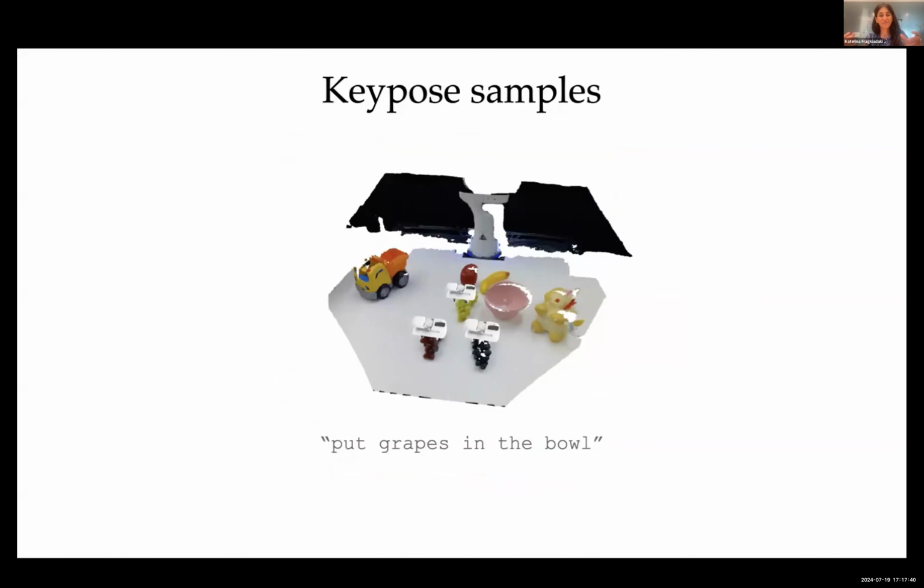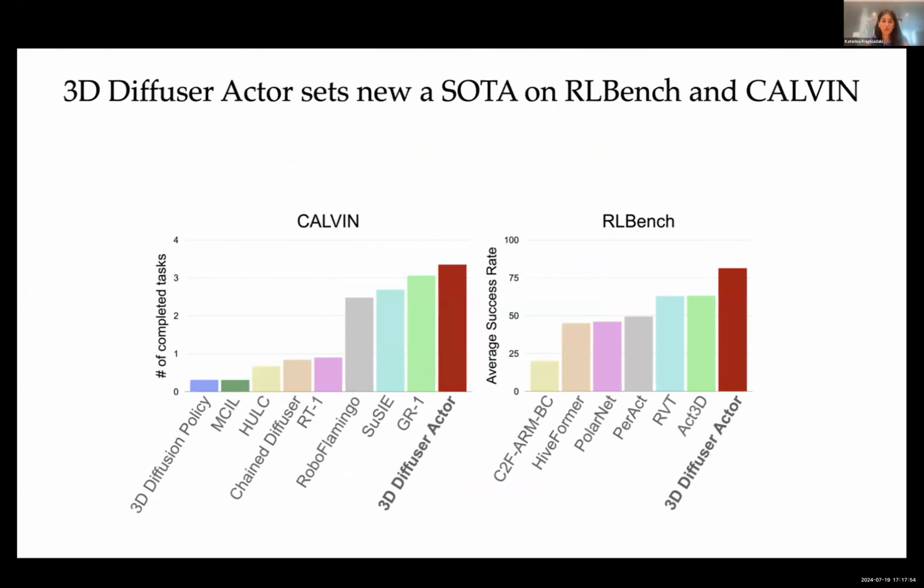And you see that because during demonstration collection, the students sometimes picked up the green grape or the red grape or the dark grape. The diffusion model captures all those three modes accurately. So you see the 3D diffuser actor does very well, both in Kelvin and RL Bench, much better than our previous work here in RL Bench Act 3D. Better also than other previous works.